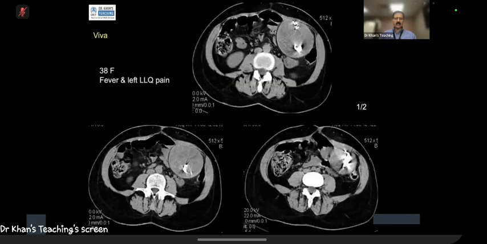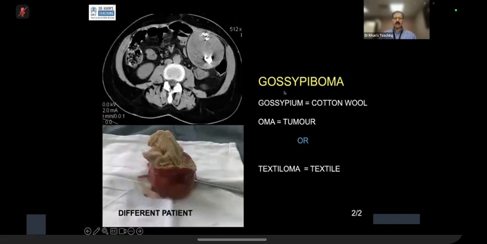This is another case of a gossipiboma. Basically, the word gossipiboma means gossypium, the Latin word for cotton wool, and oma is a tumor. Some people also use the word textiloma. This is not the same case, this is another case. Now, please remember that it is a sort of never-event type of thing in the UK. But over the years, I have seen quite a few cases, and many of them have been operated overseas.